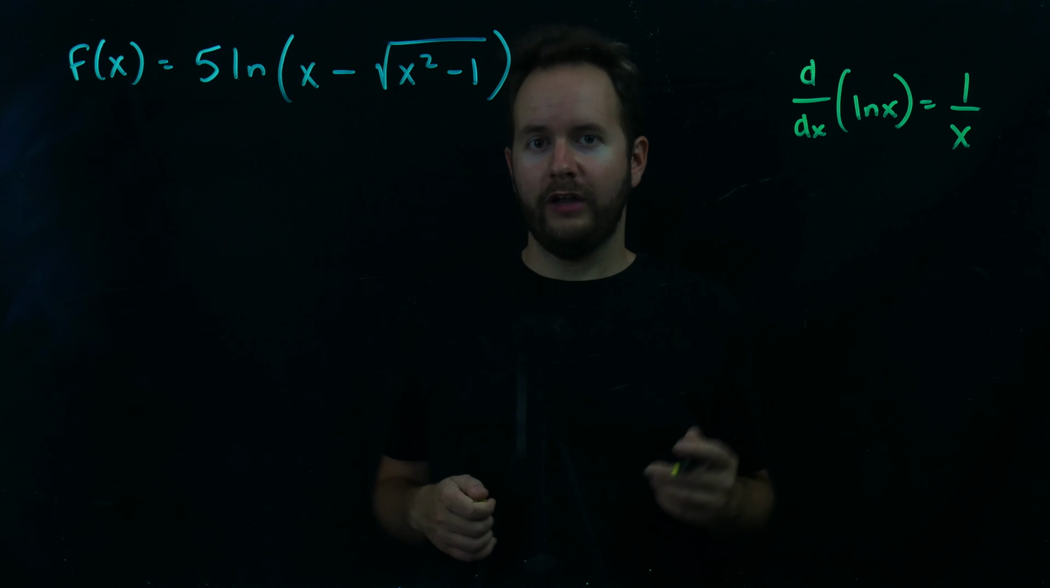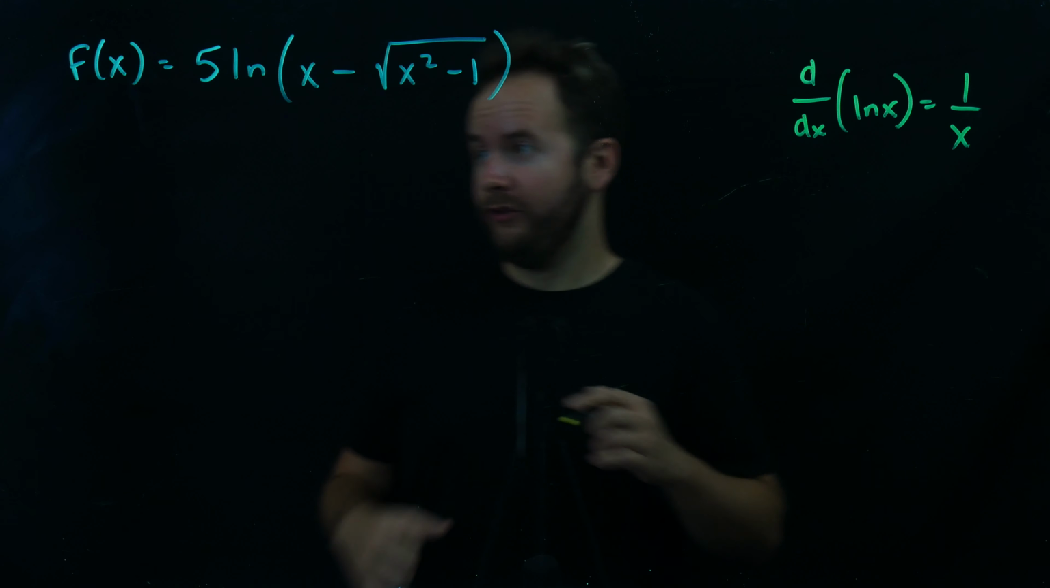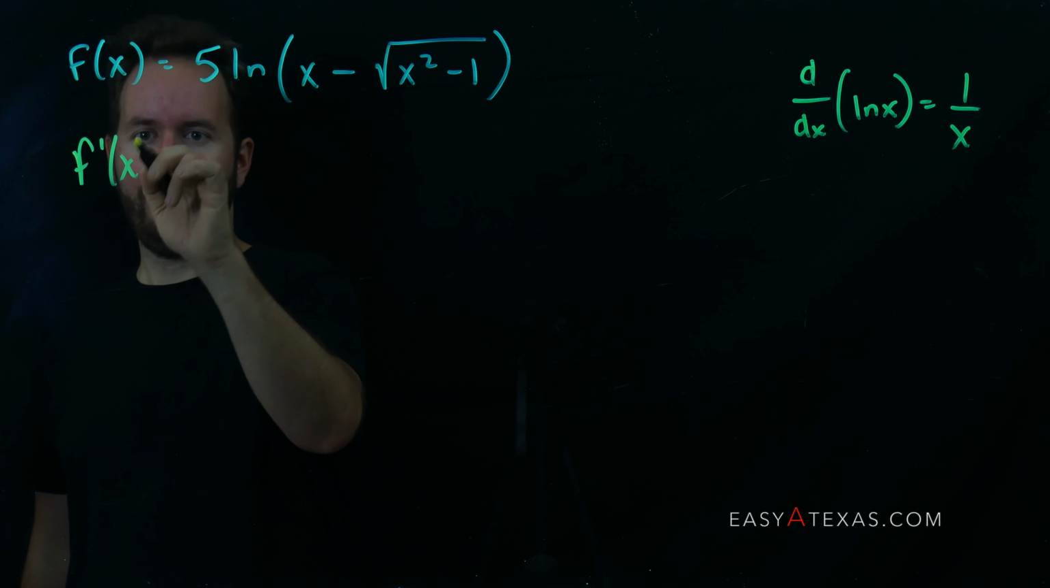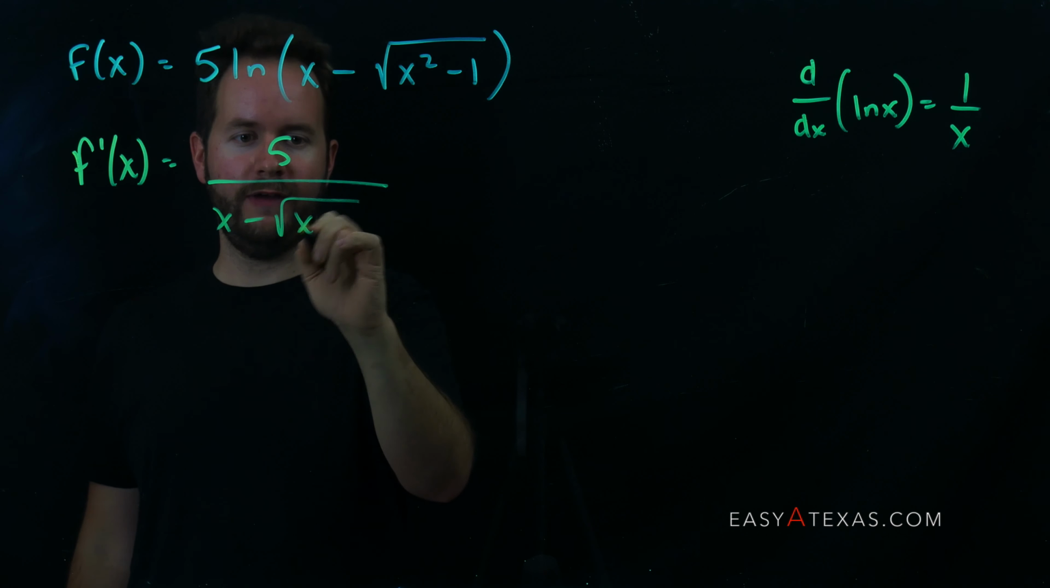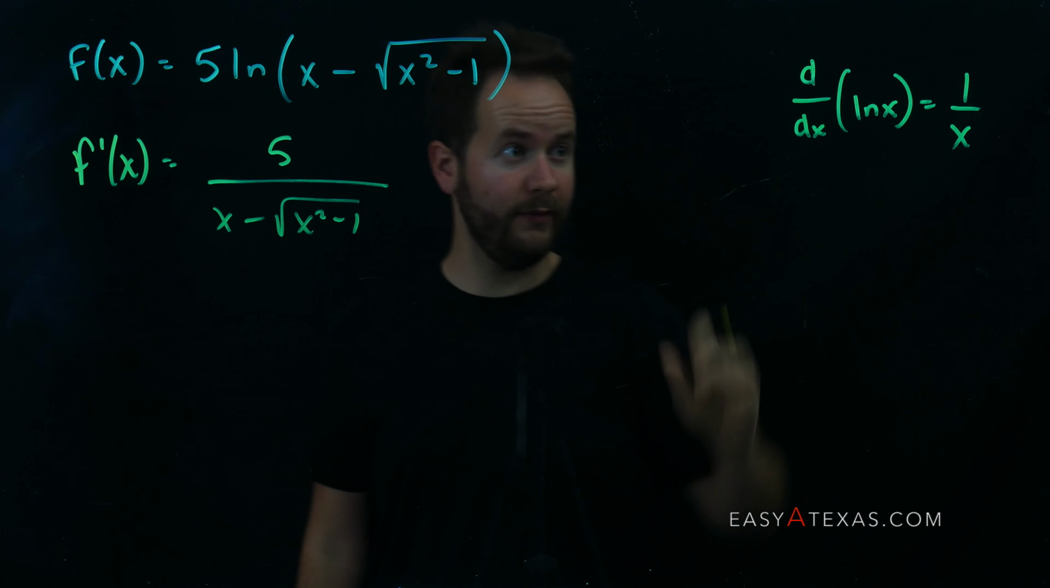Okay, we have another gross chain rule problem that's going to involve a lot of square roots. Let's jump right into it. The derivative f prime of x is going to equal 5 divided by x minus the square root of x squared minus 1. All I'm using here is this derivative rule.